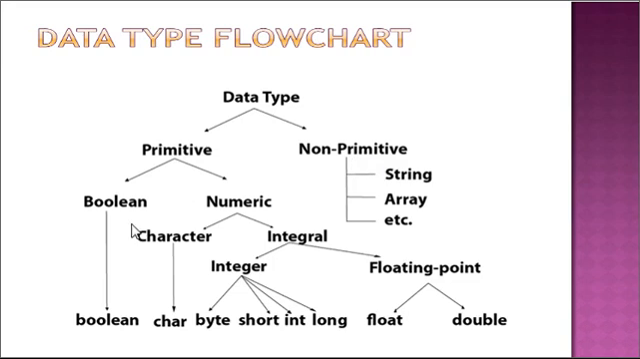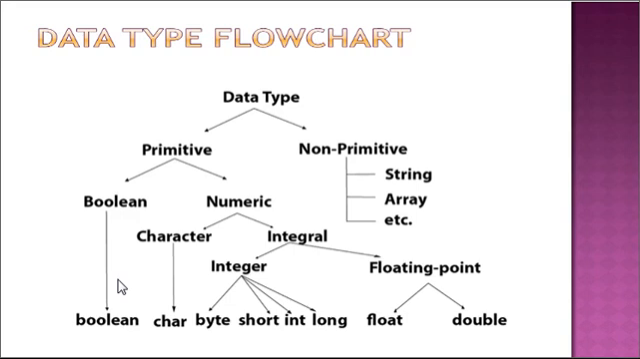Primitive data types are also divided into two parts. First is boolean, second is numeric. Boolean holds a boolean value. Boolean means the value has only two states, two conditions: first is 0, second is 1. You can say that true and false values are stored in the boolean data type.